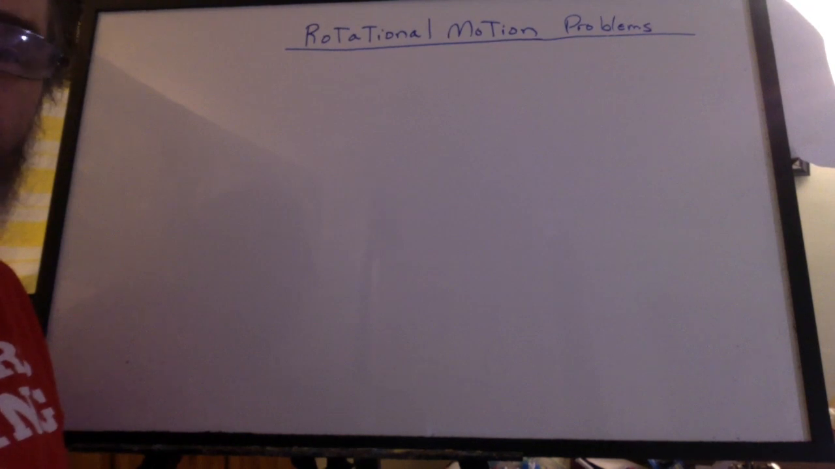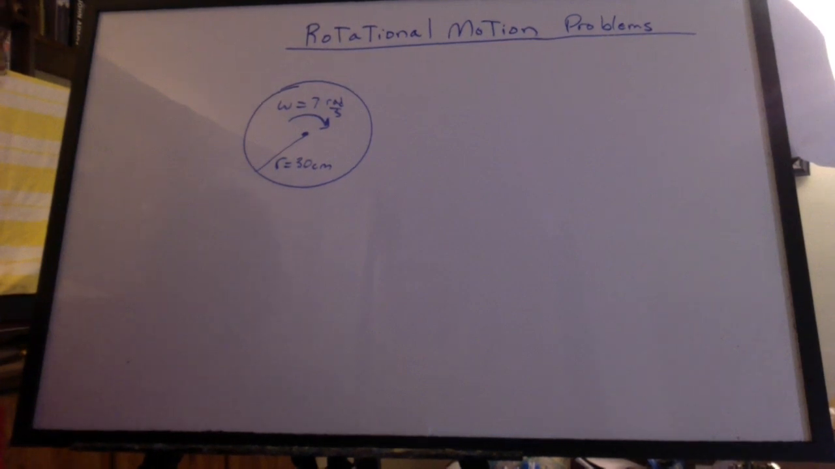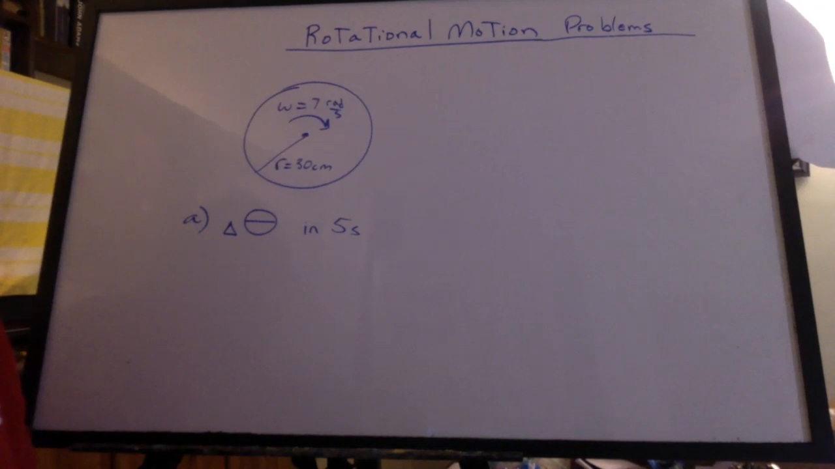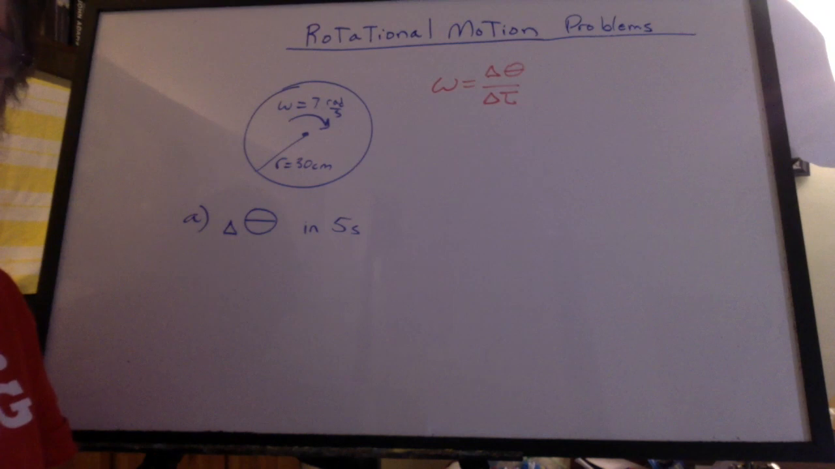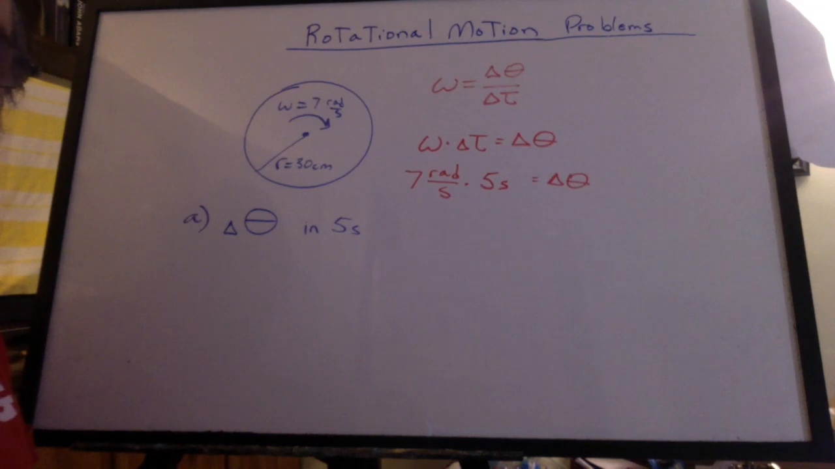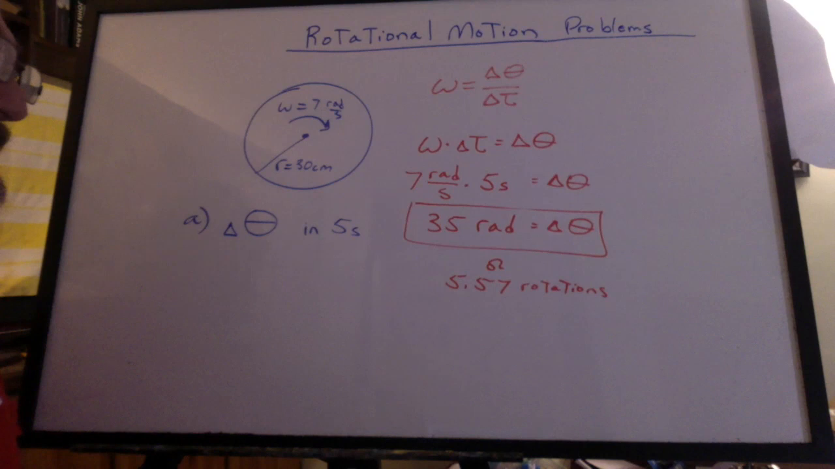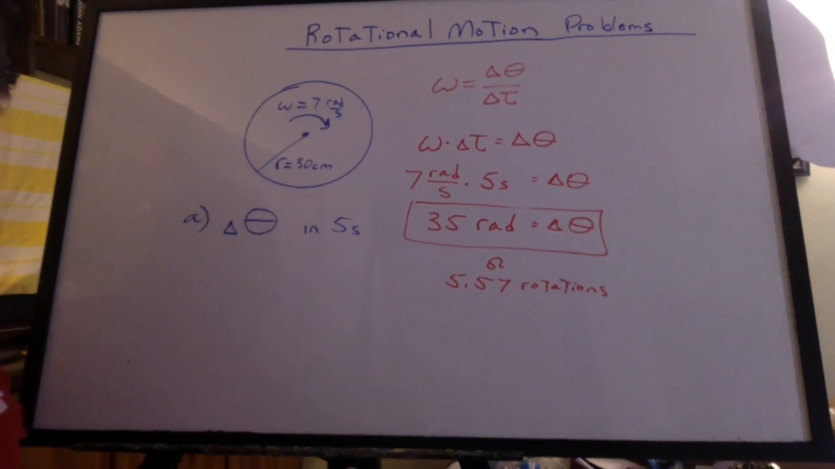Let's do some rotational motion problems. Let's say we have a wheel that's rotating at 7 radians per second, and it has a radius of 30 centimeters. Let's find the angle it rotates through in 5 seconds. Omega is the rate at which it rotates. It's theta per time. Rearranging, plugging in the values, we get 35 radians. That's the same as 5.57 rotations.